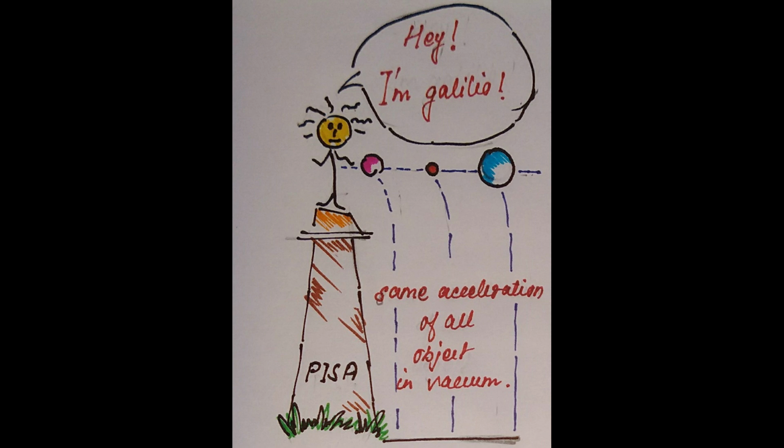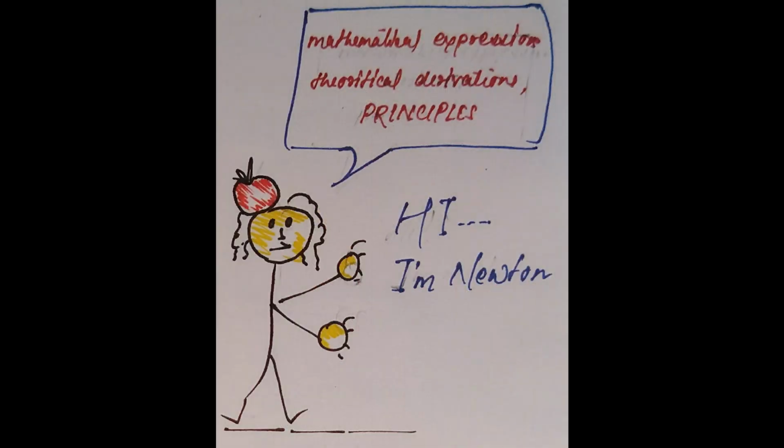But the only one who came up with the idea of universal laws of gravitation, also called Newton's law of gravitation, with mathematical expressions, derivation and principles, was Sir Isaac Newton. In 1687, the English mathematician and physicist published Principia, the inverse square law of gravitation, and proved it on the basis of Kepler's laws of planetary motion, which we will discuss later.